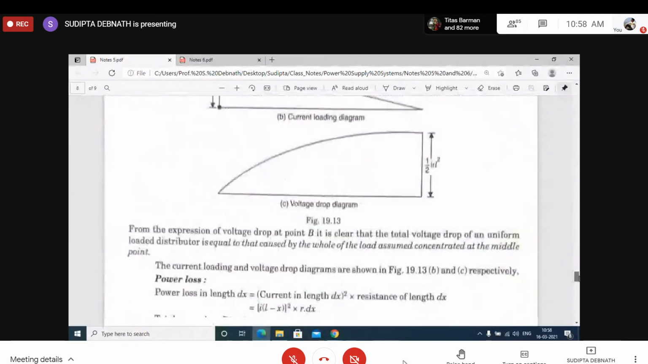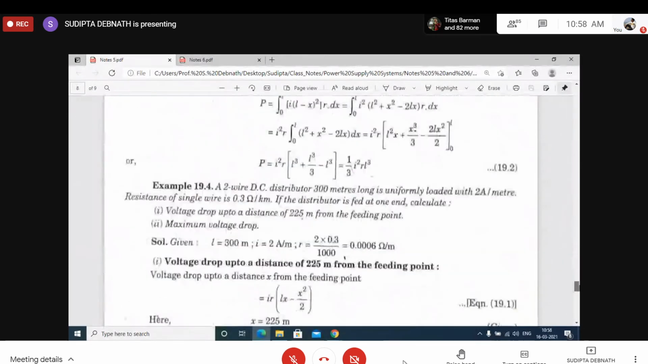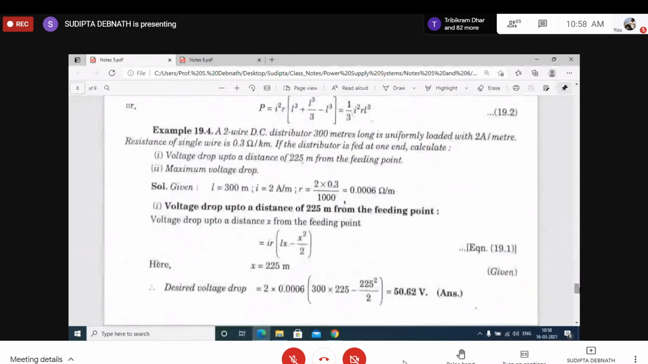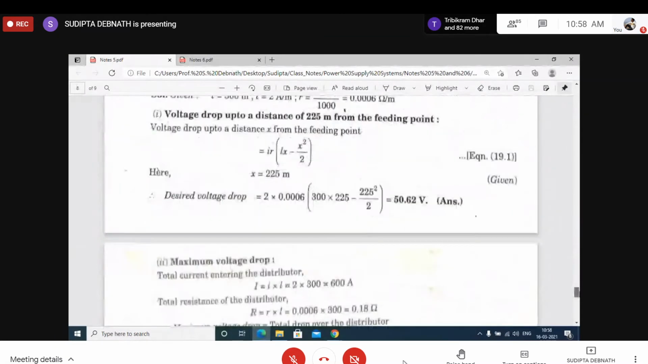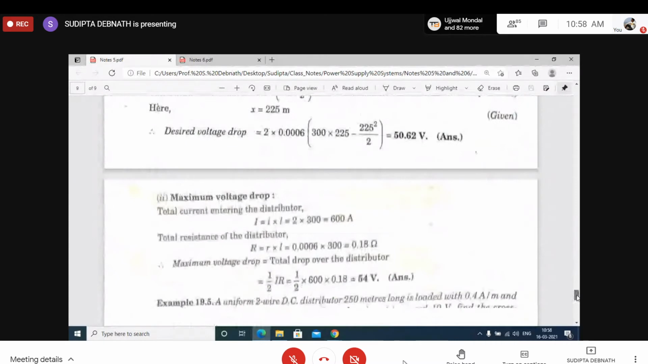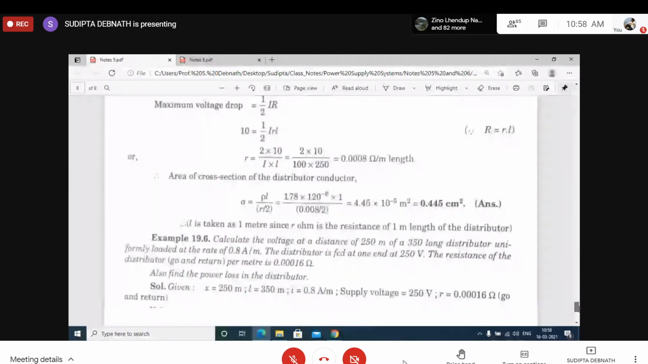So the problems are just very easy. You just have to substitute the values in place of the variables in the equations and get it. So maximum voltage drop also you have got it. And there are two more problems. These are also very simple.